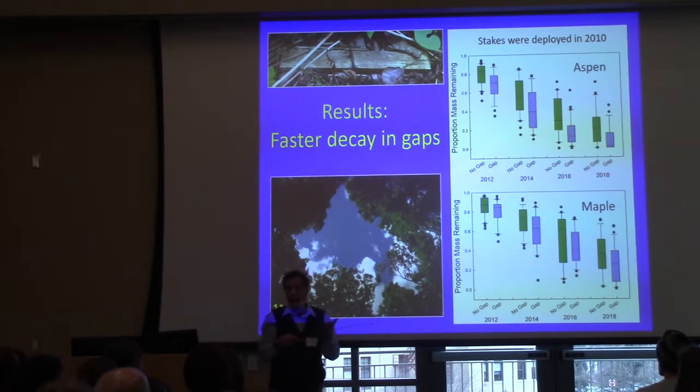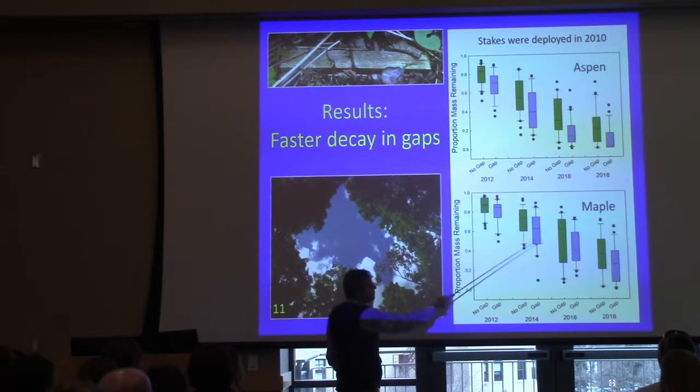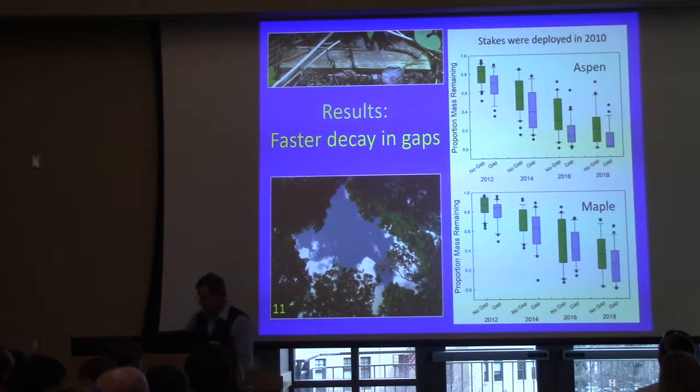So after 2 years, we were quite happy about this. We saw a result. We were worried that it was just an anomaly. But that same difference persisted at year 4, 6, and 8. So there seems to be a clear difference in decay rates under gaps when compared to the intact canopy, right?